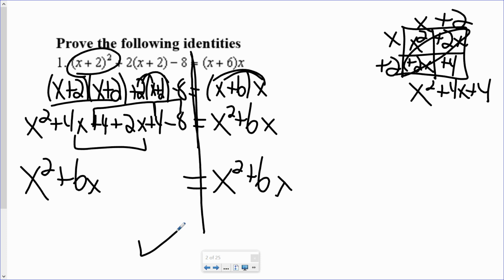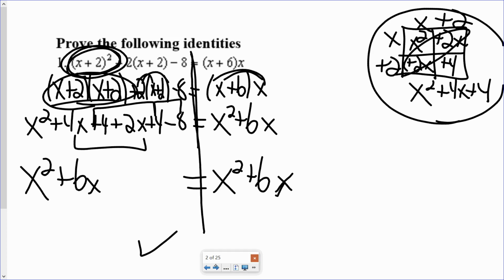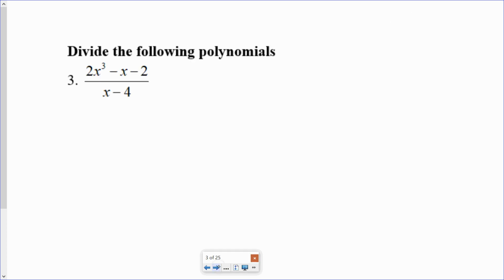So to prove an identity, I need to show the left-hand side and the right-hand side are the same. And to do that, I'm basically just performing operations with polynomials to each side. And whenever you have a binomial squared, make sure you write it out twice and do the box in order to do that multiplication. So 2 is pretty much the same thing. Let's move on to number 3.